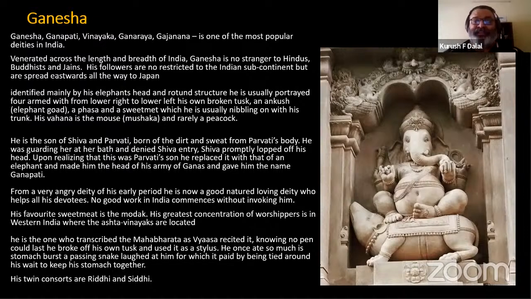Others, of course, will tell you that this is to do with the entire Shaivite pantheon and the fact that the Shaivite pantheon has a very important place for snakes, so on and so forth. He has twin consorts usually called Riddhi and Siddhi, sometimes called Siddhi and Buddhi, depending on which part of the country you're in. In many parts, especially in southern India, he is shown with a single consort.